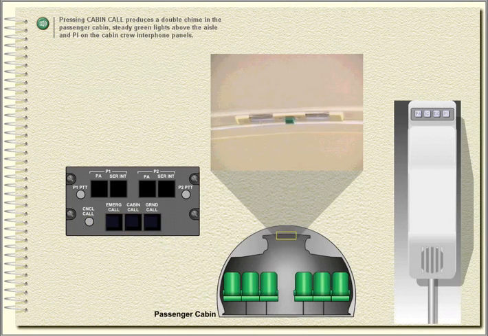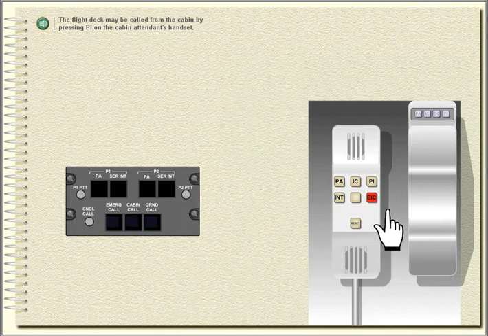Pressing Cabin Call produces a double chime in the passenger cabin, steady green lights above the aisle, and PI on the cabin crew interphone panels. The flight deck may be called from the cabin by pressing PI on the cabin attendant's handset.